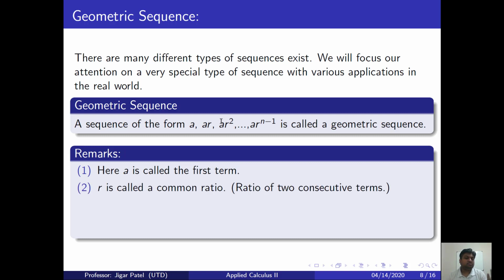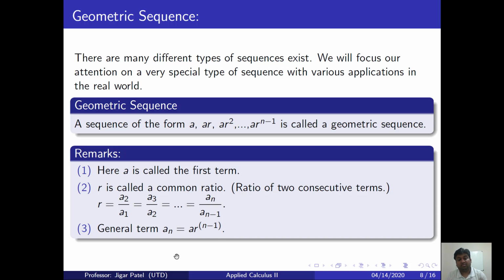Alright, to compute the common ratio is fairly easy. Take the ratio of any two consecutive terms. Alright, and the third remark is about the general term. The general term an is a times r to the n minus 1. Right? So here is the general term formula. We need to keep that in mind.